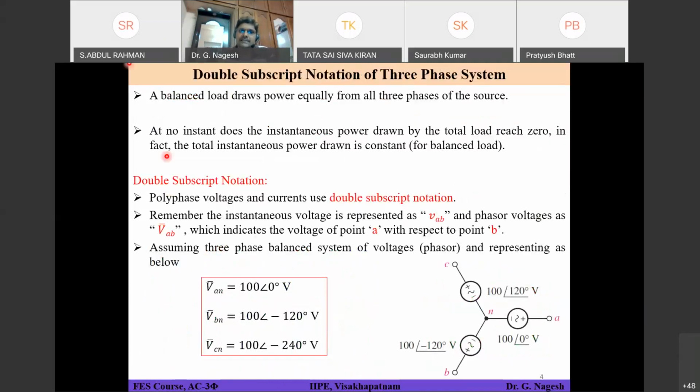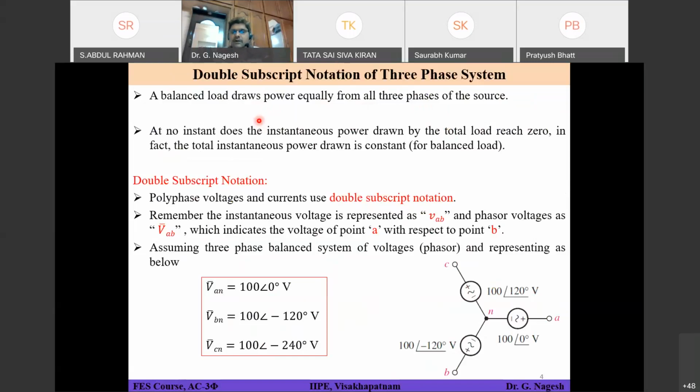If a balanced load is connected to that kind of balanced source, then the power drawn by all the three phases is equal. That means each phase will draw the same amount of power from the source. That means the power drawn by phase A equals the power drawn by phase B equals the power drawn by phase C. This is called a balanced load.